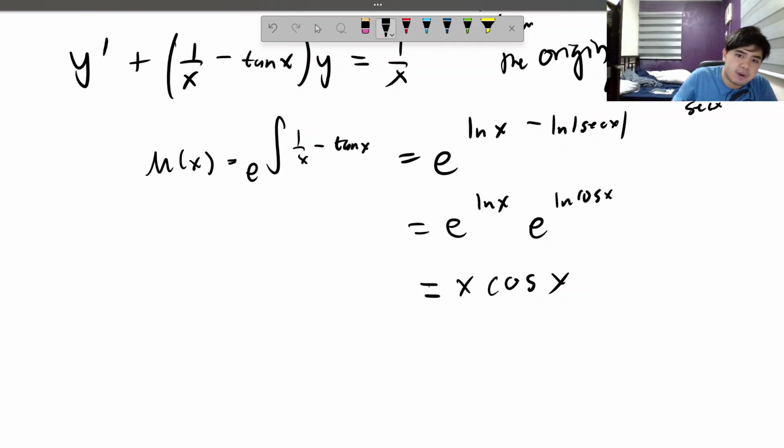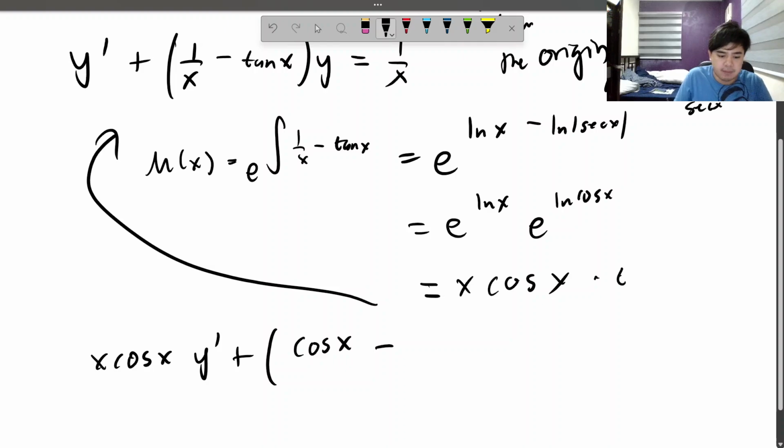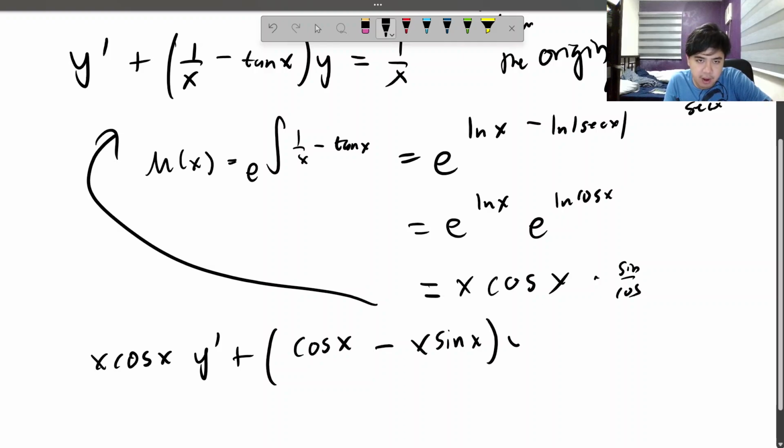So, let's put it back into the differential equation. So, x cosine x y prime plus, and then in here, x cosine x times 1 over x, that's cosine x. X cosine x times minus tangent x. Well, we multiply it by tangent x, which is just sine over cosine. Cosine cancels out, we get x sine x dx. Y equals 1 over x times x cosine x is cosine x. And look what we have here. This is indeed the derivative of this, which still proves that the formula works.